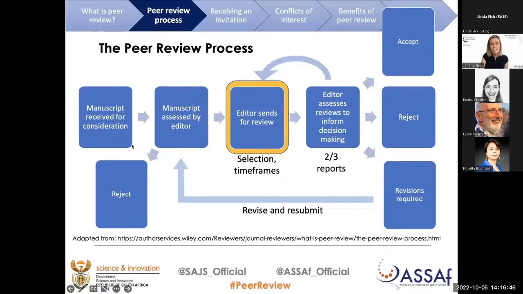Something to highlight here in this yellow block, although it's only a single block in the flowchart, this particular stage can take a very long time, because the reality is that for every peer review invitation that gets sent out, many are not responded to.